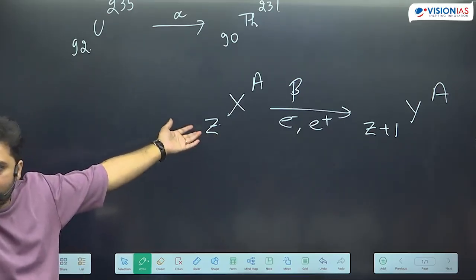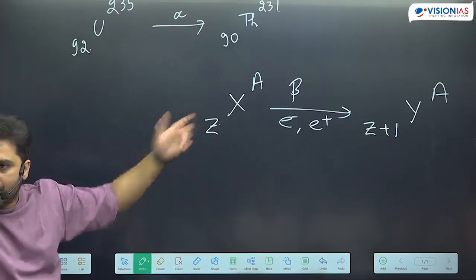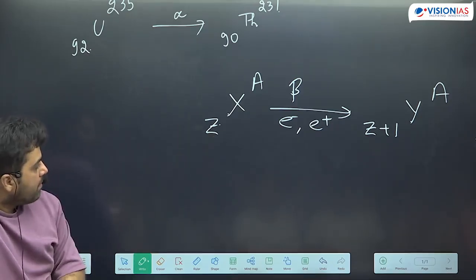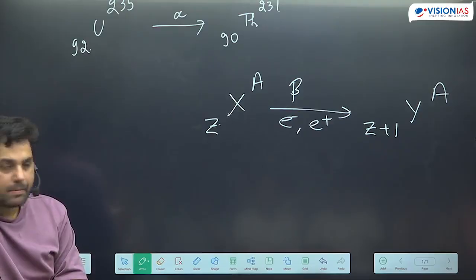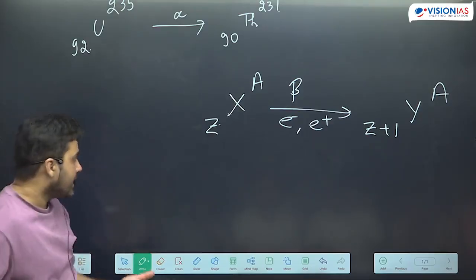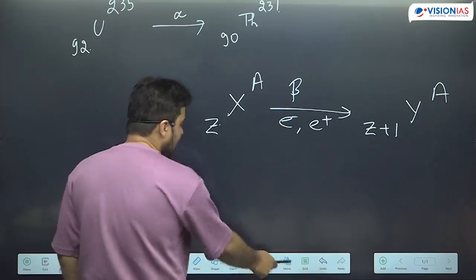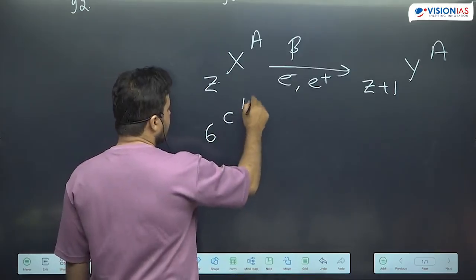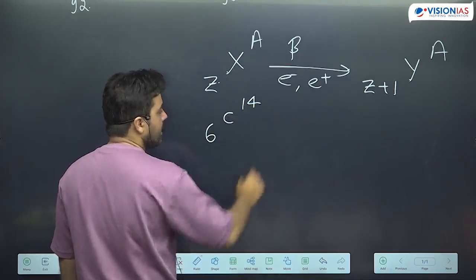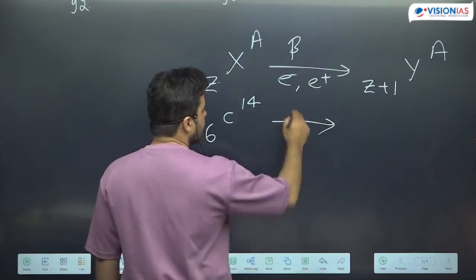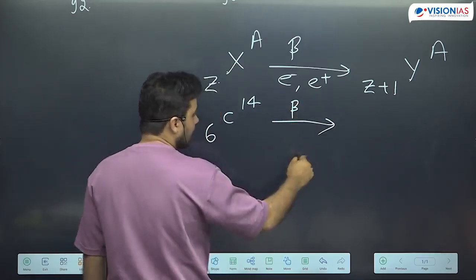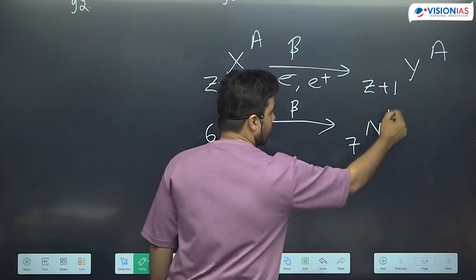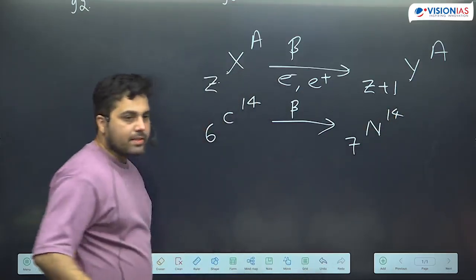Look at it. What was the definition of isobar? Same atomic mass, but different atomic number. So here you have the same atomic mass, but a different atomic number. The best example of beta decay which happens in nature, I can tell you about, is carbon, which has an isotope 14. Carbon 14 emits a beta particle. 6 becomes 7. Now 7 is what? Nitrogen. So carbon converts into nitrogen.